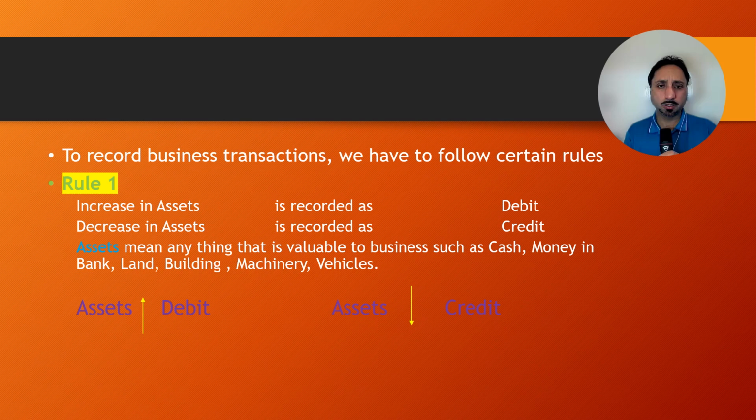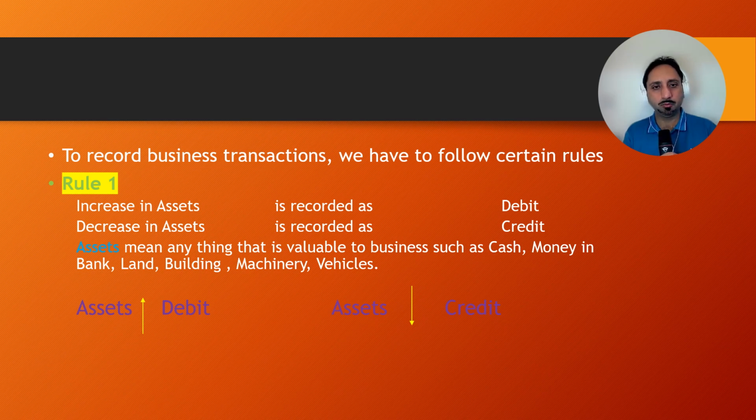But you might be thinking, which account is to be debited and which account is to be credited? Why was machinery in my previous example debited and why was cash credited? What is the criteria? What are the rules? There are certain rules that we have to follow when we are recording business transactions using double entry bookkeeping system.